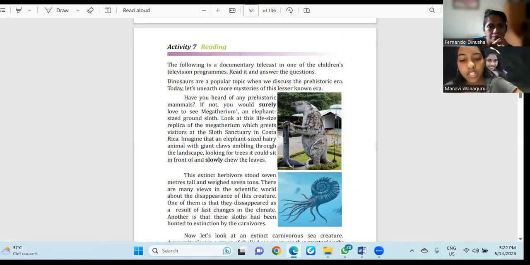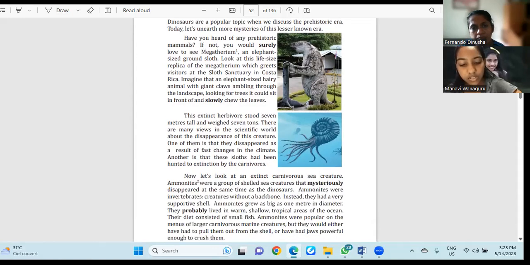Have you heard of any prehistoric mammals? If not, you would surely love to see Megatherium, an elephant-sized ground sloth. Look at this life-size replica of the Megatherium, which greets visitors at the sloth sanctuary in Costa Rica. Imagine an elephant-sized hairy animal with giant claws ambling through the landscape, looking for trees it could sit in front of and slowly chew the leaves. This extinct herbivore stood 7 meters tall and weighed 7 tons.